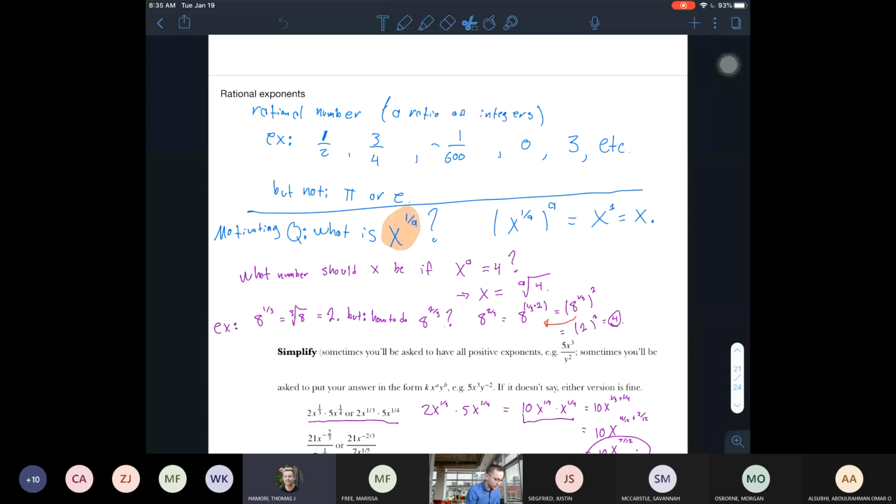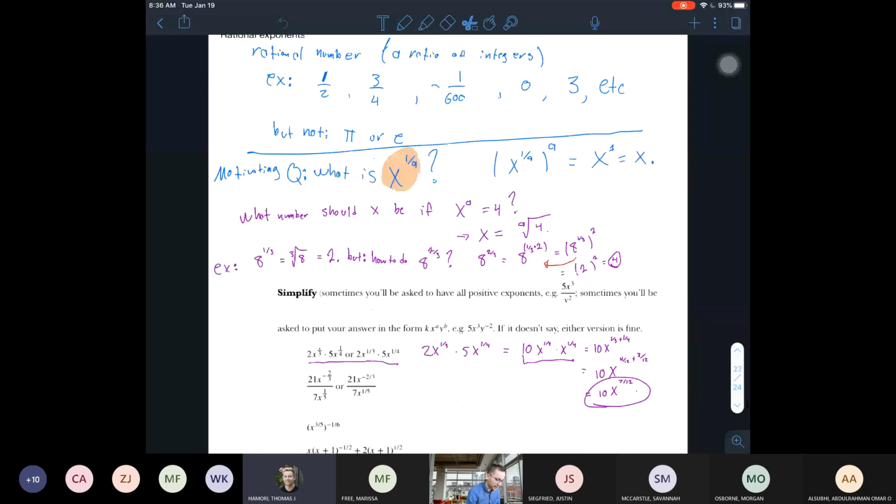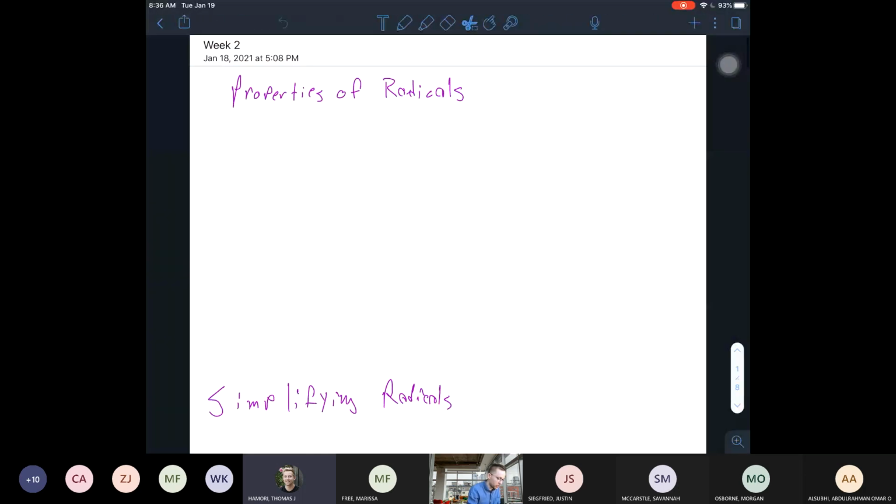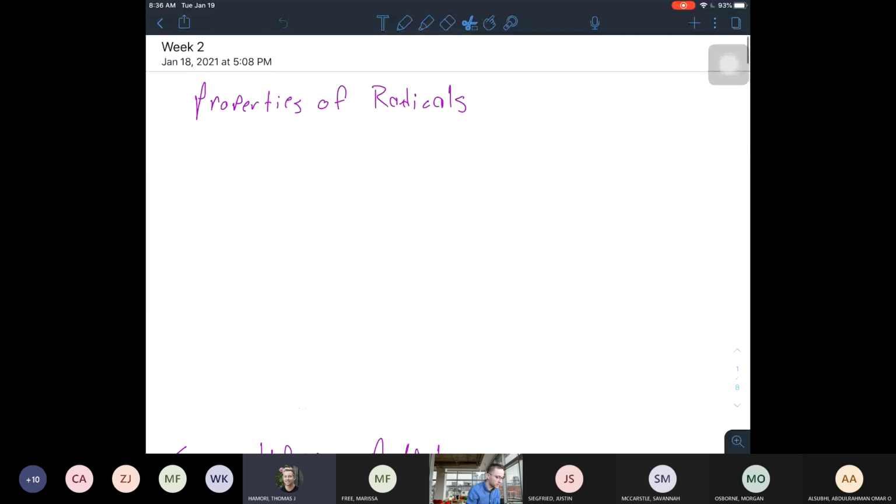And we found out that if we take some number to the power 1 over n, that's the same as taking the nth root. Sometimes we'll use the letter n. And for our square root values, we had these rules regarding square roots. And we're going to expand that a little bit by talking about just general radicals. Okay, so not necessarily square roots, but actually nth roots. Okay, so we're going to have six properties here.